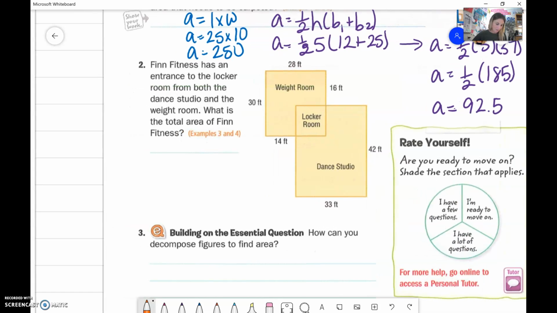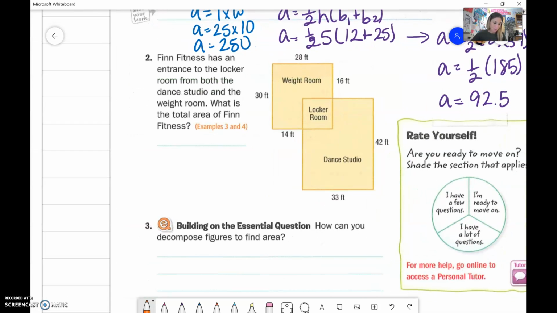All right, the next one, it looks like it's an overlapping area. It says, Finn's Fitness has an entrance to the locker room for both the dance studio and the weight room. What is the total area of Finn's Fitness? Okay, so notice I have two rectangles. So area equals length times width. Let's do this one first. And we need to figure out the length times the width. So we're talking area equals 30 times 28.